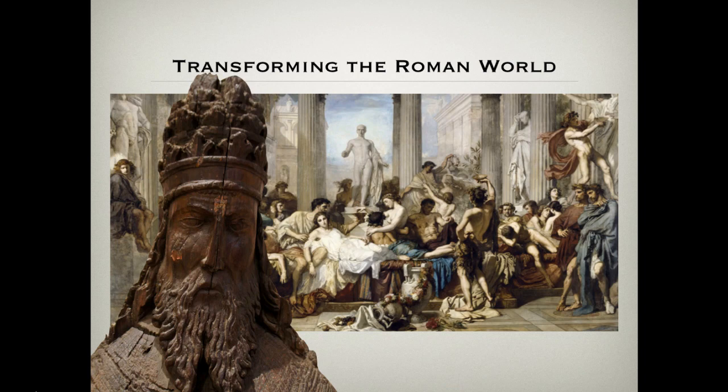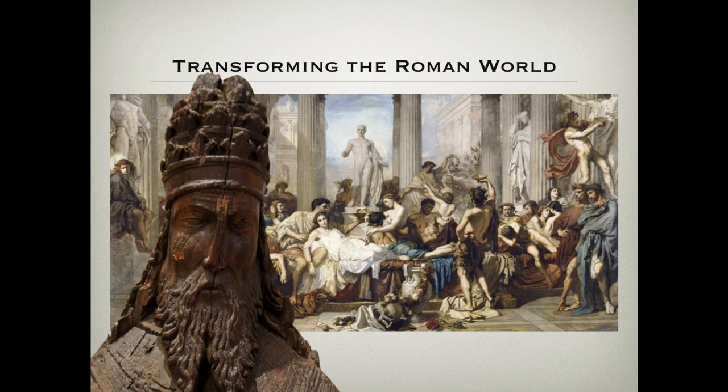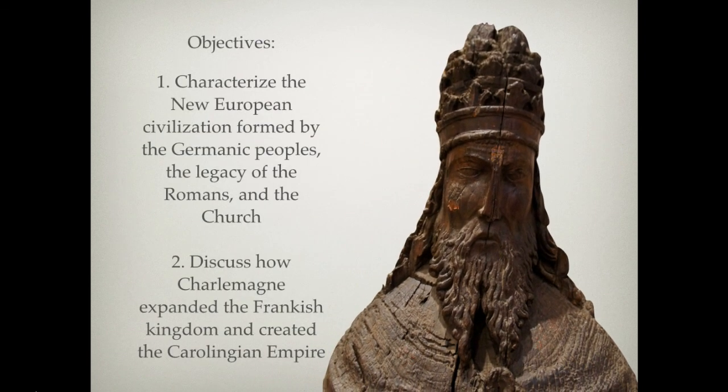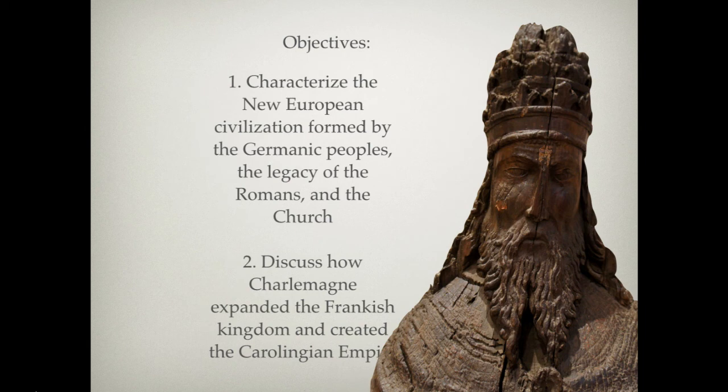Transforming the Roman world. The objectives are: 1. Characterize the new European civilization, formed by Germanic peoples, the legacy of the Romans, and the Church. And 2, discuss how Charlemagne expanded the Frankish kingdom and created the Carolingian Empire.